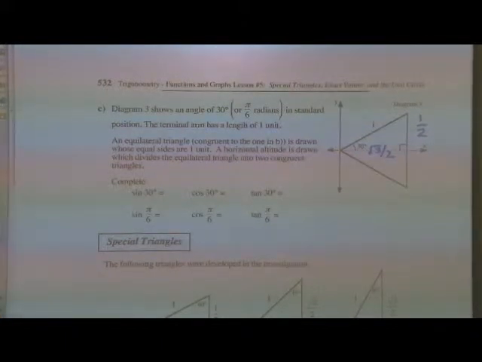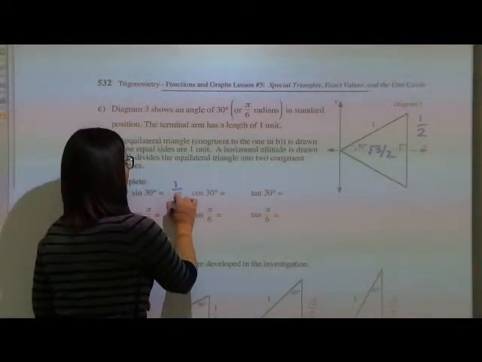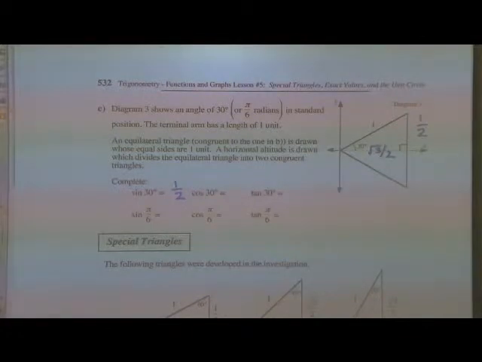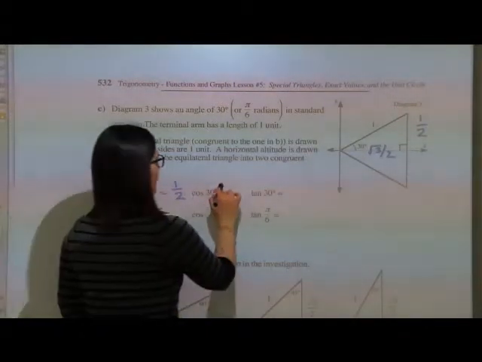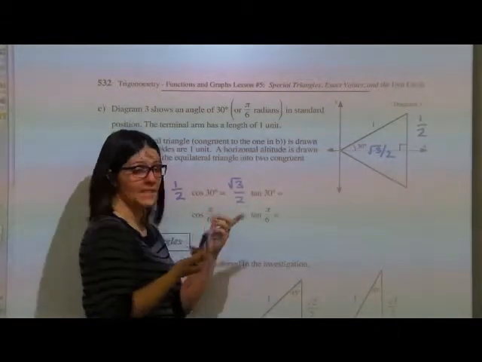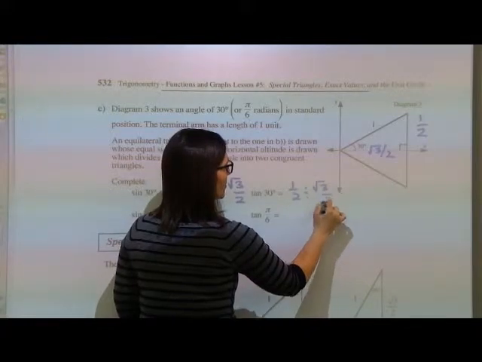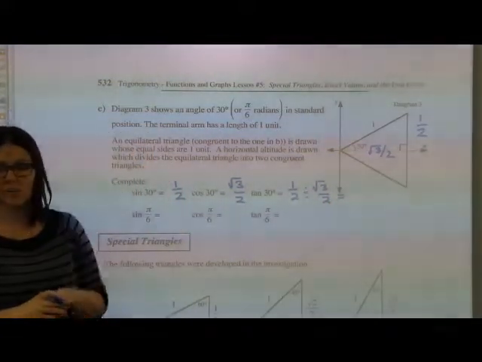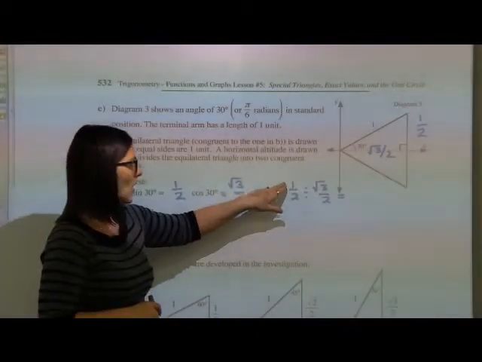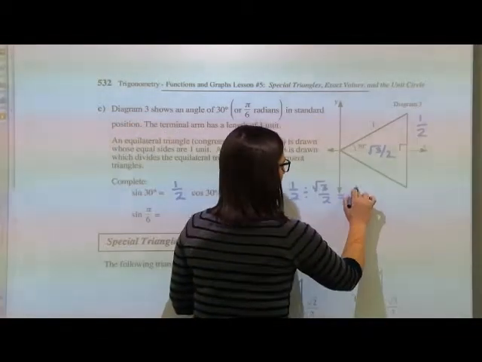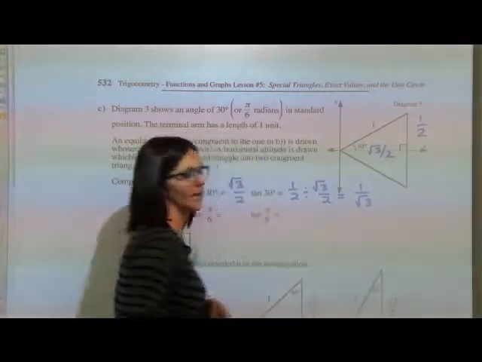So then when I look at my trig functions this time, what is sine 30 degrees? One half. Cos 30 degrees? Root 3 over 2. And then tan 30 degrees becomes 1/2 divided by root 3 over 2. Denominators are the same, so divide the numerators, and I get 1 divided by root 3.